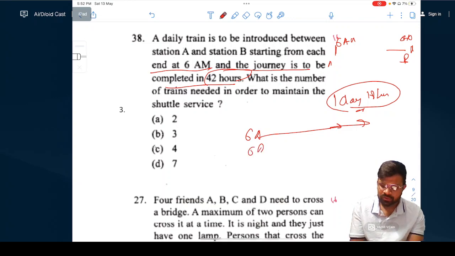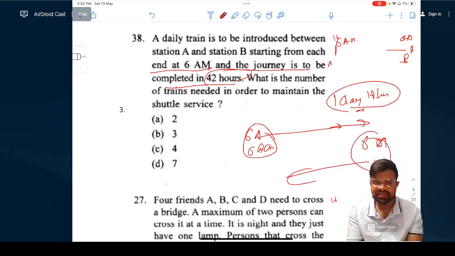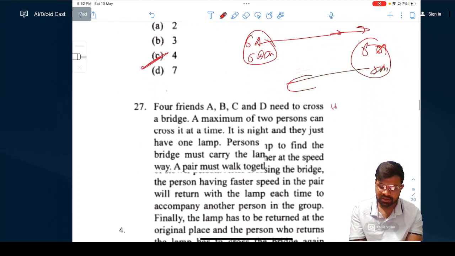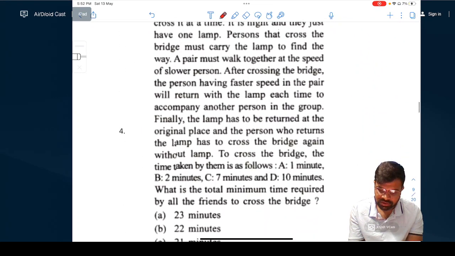So we will have to send 2 trains from here. Similarly, we will have to send 2 trains from here to make a shuttle service. Shuttle service means every day. So you can go by logic. You should have a look at this once. This is a very good thing.